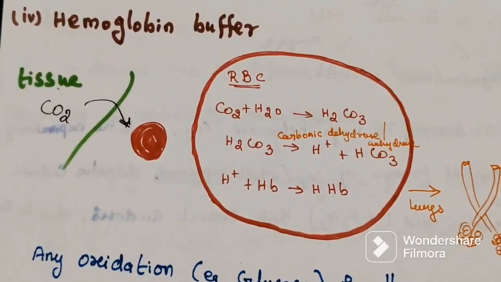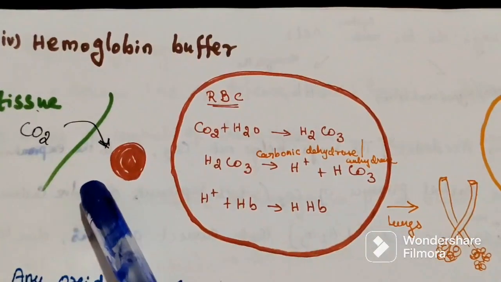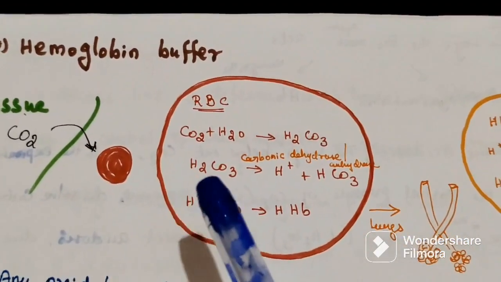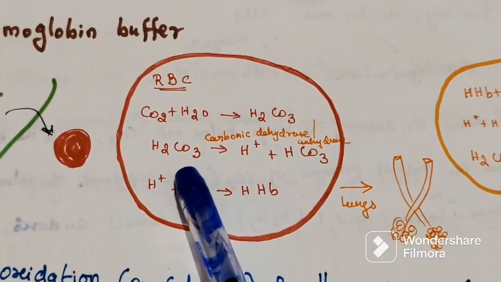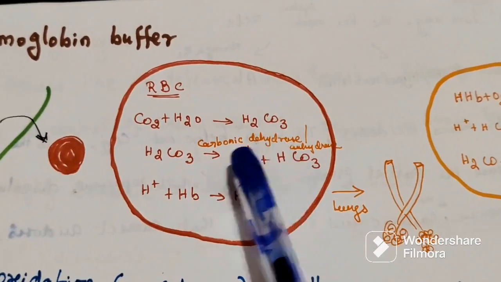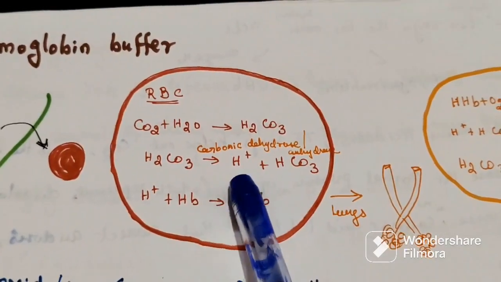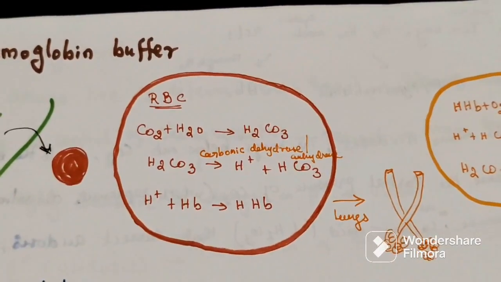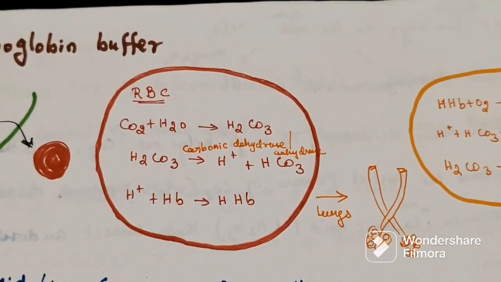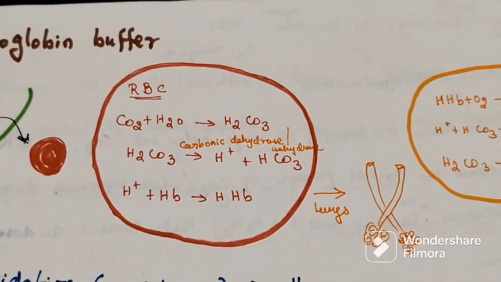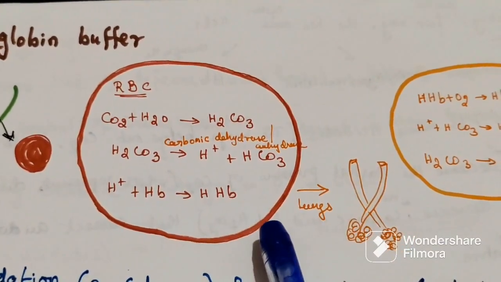Next, hemoglobin buffer. Our tissue contains carbon dioxide. This carbon dioxide will enter the RBC and bind with water to form carbonic acid. Carbonic acid is acted upon by the enzyme carbonic anhydrase and forms hydrogen plus HCO3. Now this H binds with hemoglobin. Normally in RBC, Hb binds with oxygen, but when hydrogen ion concentration is increased, the hydrogen ion binds with Hb to form HHb.